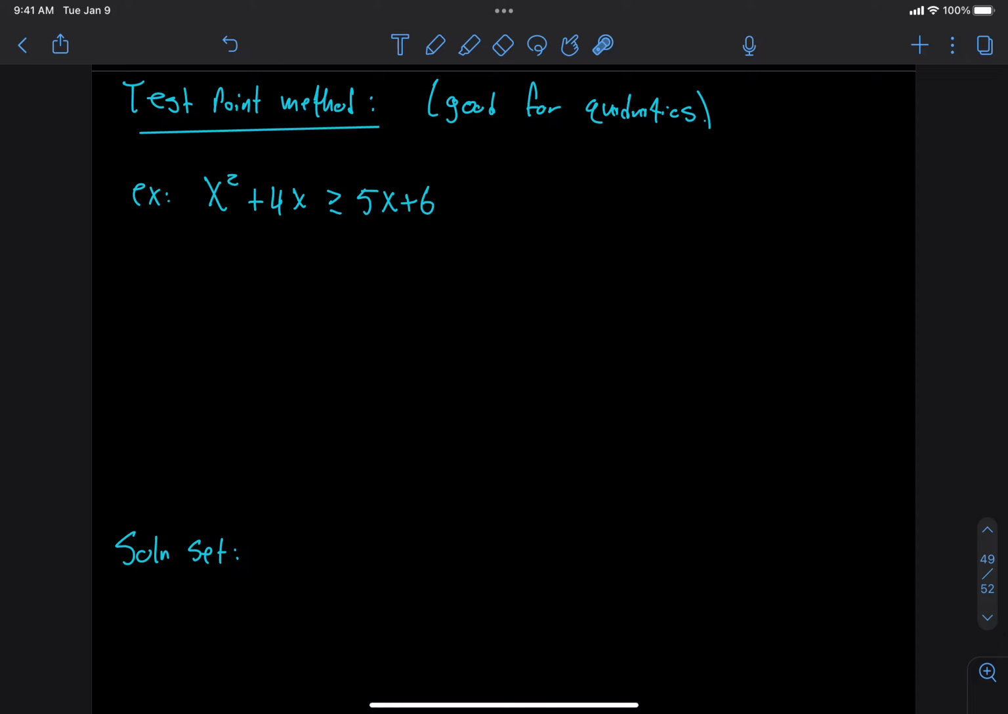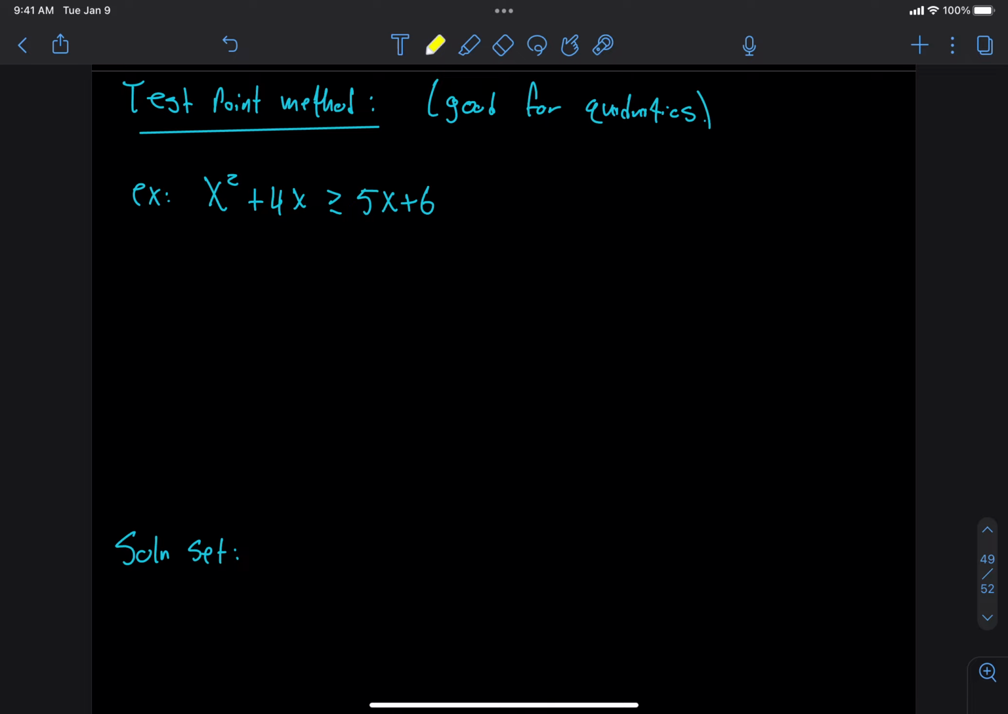All right. Let's talk about the test point method. So what is the test point method? The test point method is used basically when we have inequalities which are quadratic or higher. The way we use the test point method is we're basically going to set this up as if we were solving a quadratic equation as opposed to a quadratic inequality, which means I'm going to move everything to one side first.